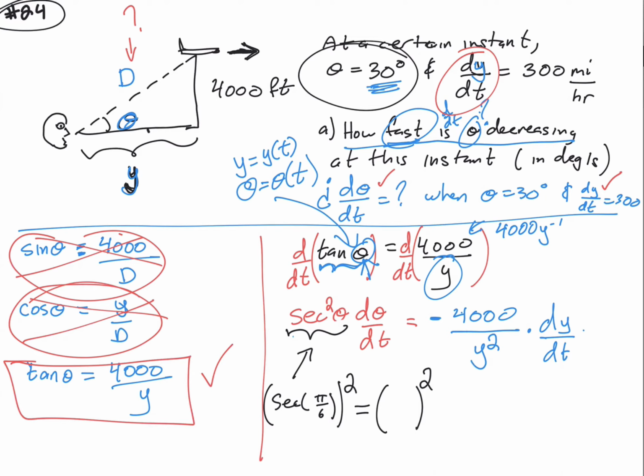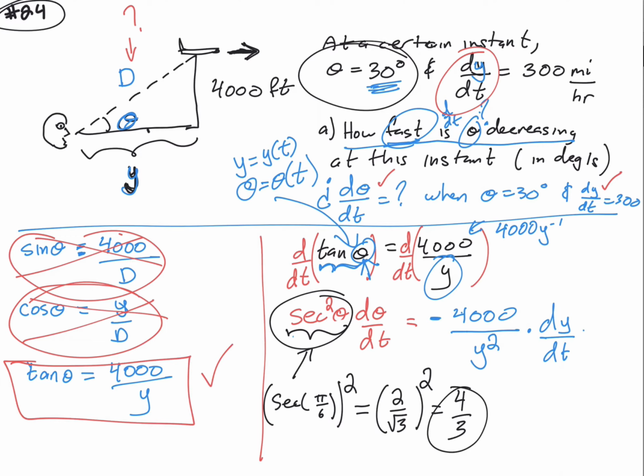1/2. Root 3 over 2, okay. So it looks like you guys need to practice your trig. Root 3 over 2. So then secant of pi over 6 is the reciprocal, right? So 2 over root 3. If you square that, you get 4/3, right? So this is going to replace secant squared theta. Sound good?